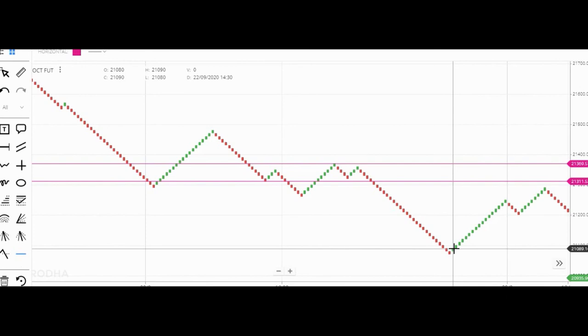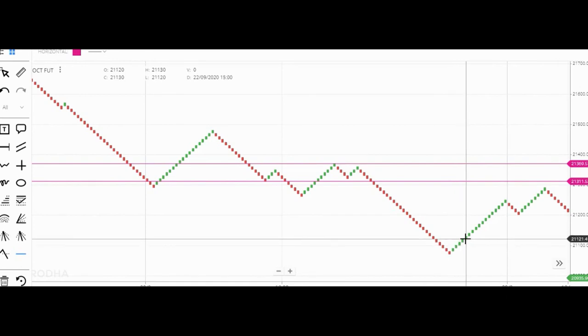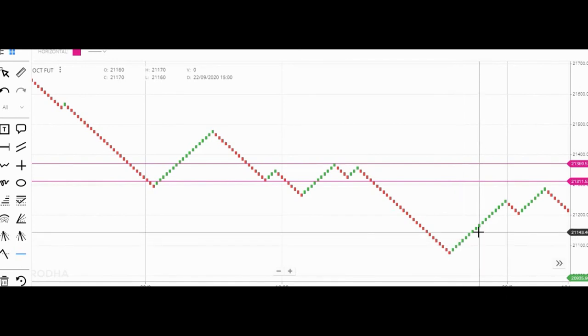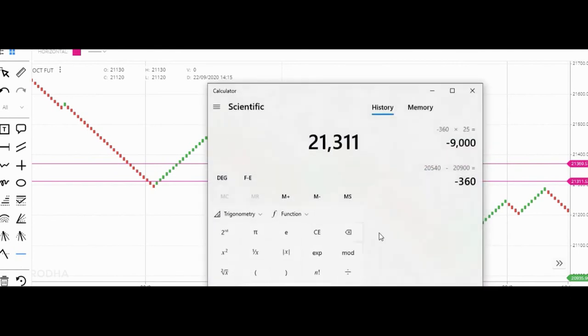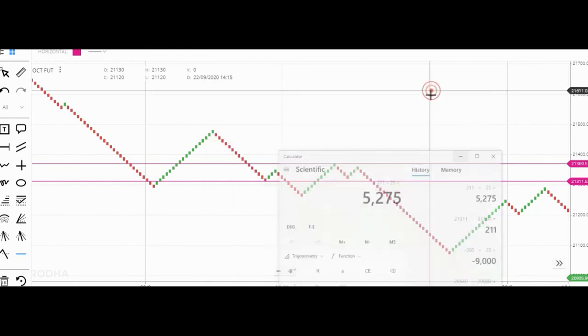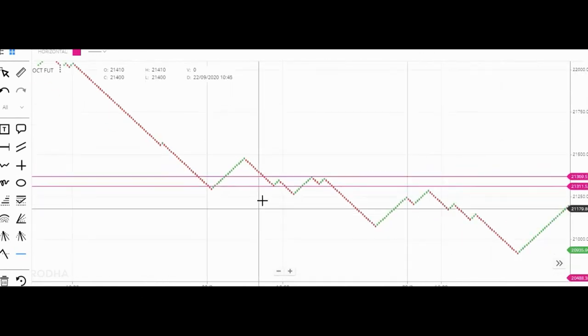After forming 2-3 bricks, you can exit. Okay, somewhere here you can exit, that is 21,100. Say 21,100. So approximately 210 points you got a profit. So into 25, Bank Nifty lot size 25. This is approximately you got a profit of 5,000 rupees. Okay, we will see next example.